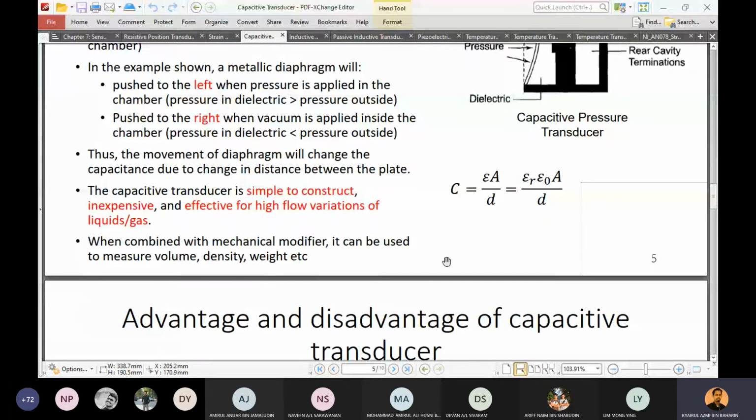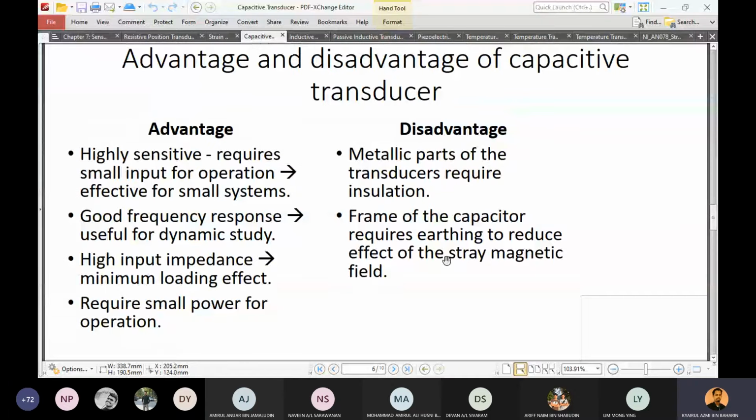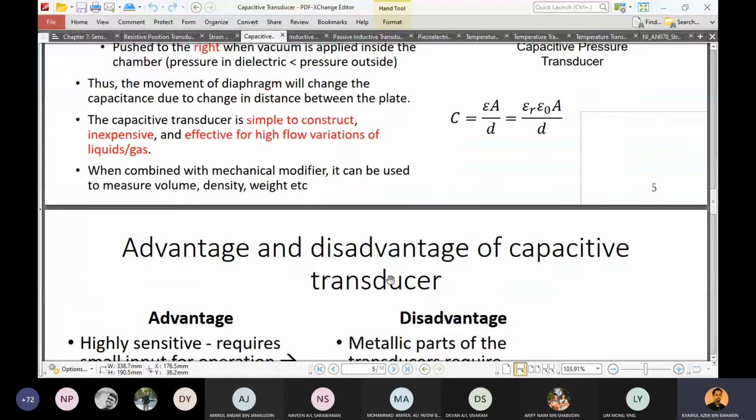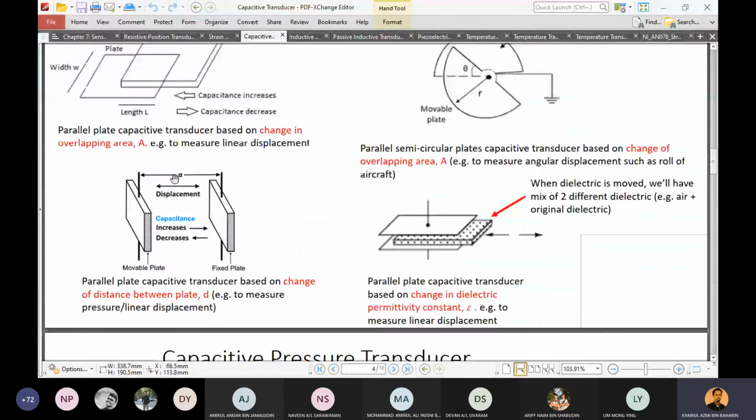These are the disadvantages as well. They have metallic parts that require insulation, and the frame of the capacitor requires earthing to reduce the effect of the stray magnetic field. Maksud dia dekat sini, capacitor ni apabila dua plate ni kita sambungkan kepada satu supply, dia akan mengumpul charge pada kedua-dua plate ni. So apabila dia mengumpul charge, kita mesti ada capability untuk discharge. Kalau tak, nanti dia boleh menyebabkan short circuit dan sebagainya. That's one of the reasons lah.